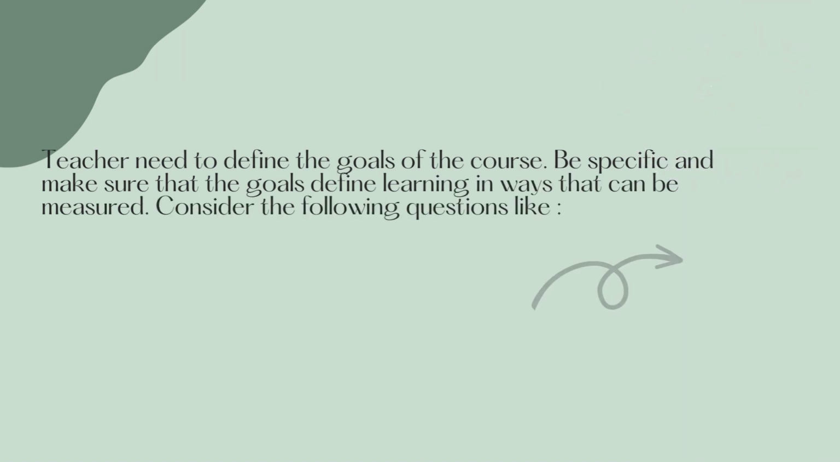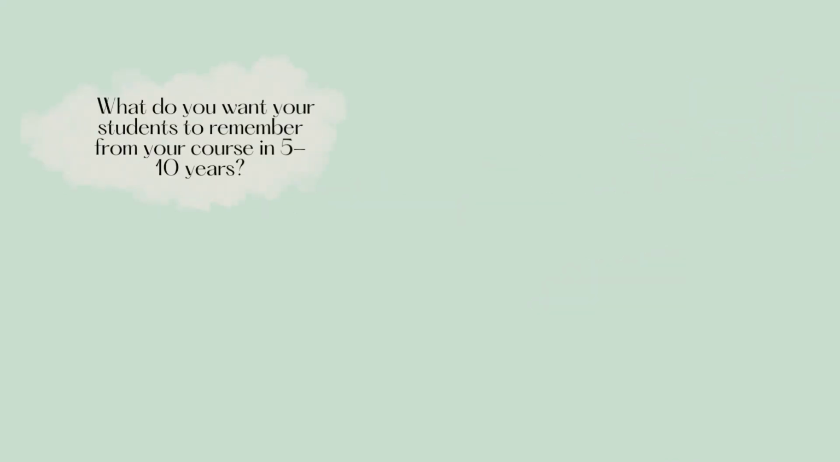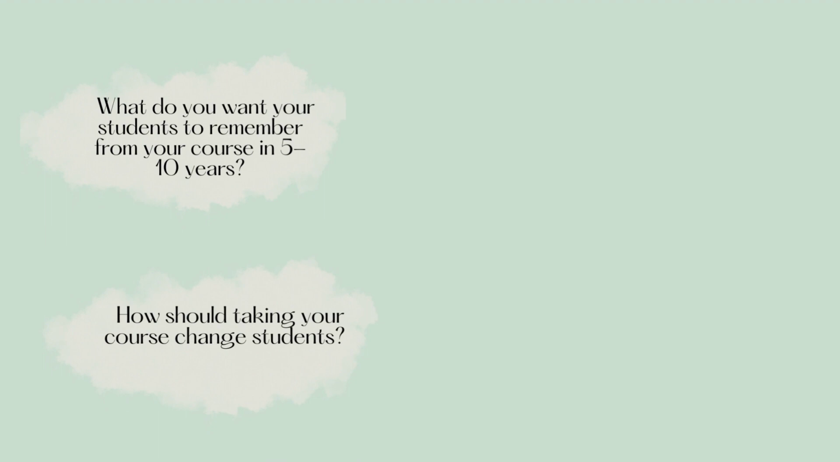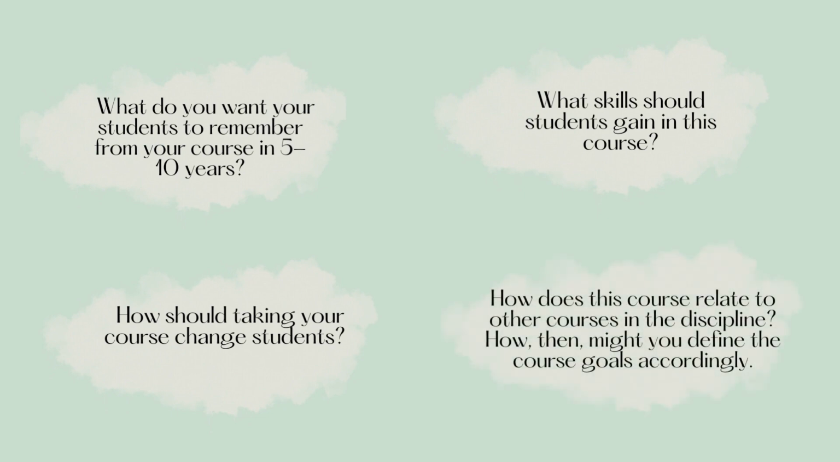Consider the following questions. A. What do you want your students to remember from your course in 5 to 10 years? B. How should taking your course train students? C. What skills should students gain in this course? D. How does this course relate to other courses in the discipline? Then, define the course goal accordingly.